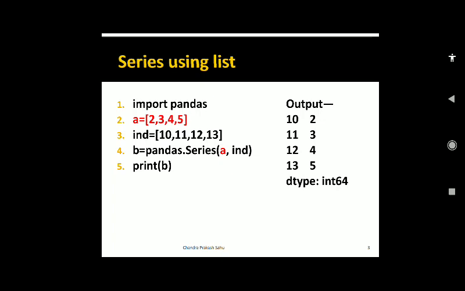On the right hand side you can observe the output. The first column shows the list of indexes, the index values 10, 11, 12, 13, which come from ind, while the second column holds the values of the series that come from the list. Similarly we can use a tuple to create a series. The only change is that a is now a tuple of values 2, 3, 4, 5. The program is the same as earlier and the output will be the same.